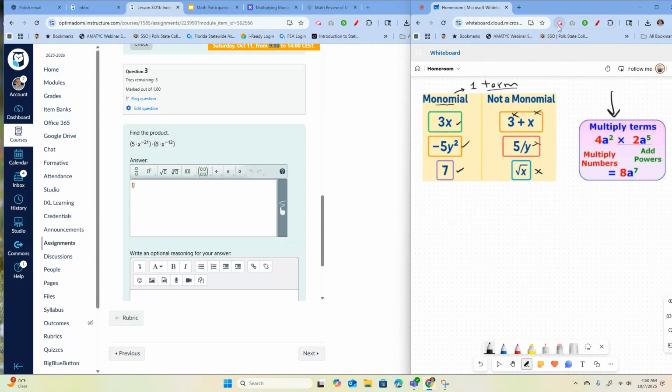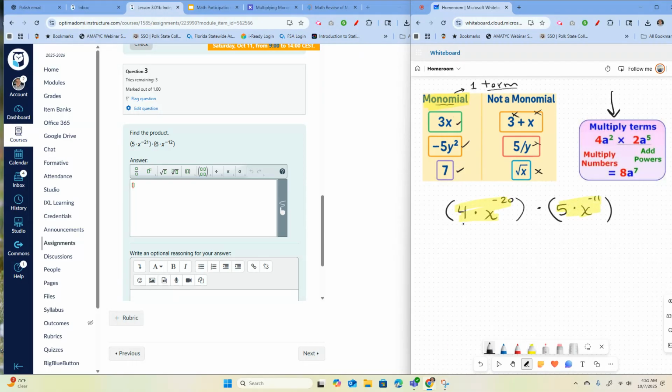In problem number 3, again, I'm going to do a similar one. Let's say I put here 4 times x to the negative 20th power, times, now here comes the next parenthesis, 5 times x to the negative 11th power. Again, like I did in the previous problem, everything in the parentheses is what we call a monomial.